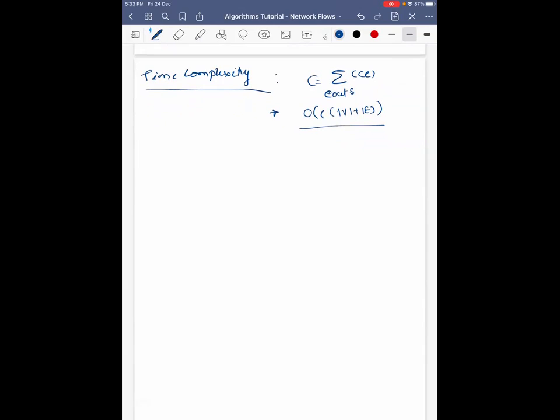Instead of C here, we could have replaced it by the capacity of any cut set, but we know that this is a trivial cut set that we can analyze. Yes, of course, you could have replaced it with the capacity of any cut.